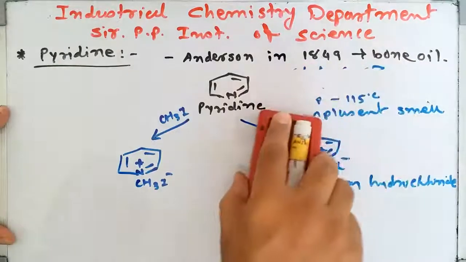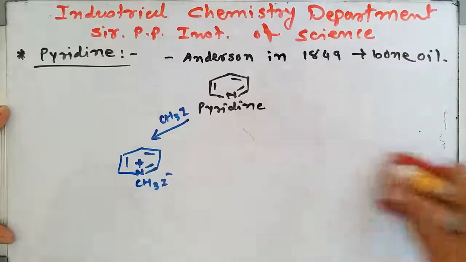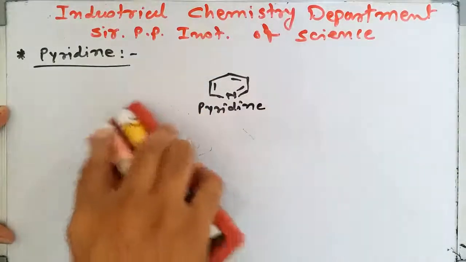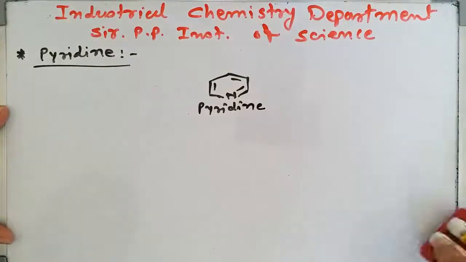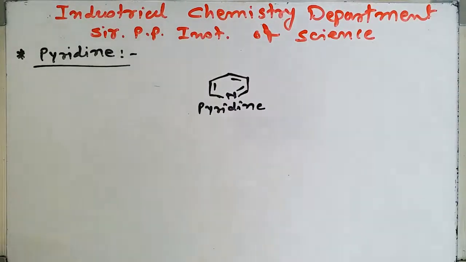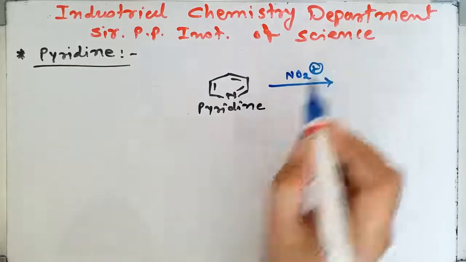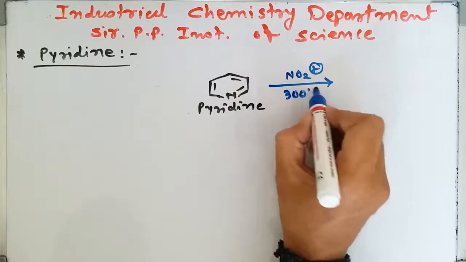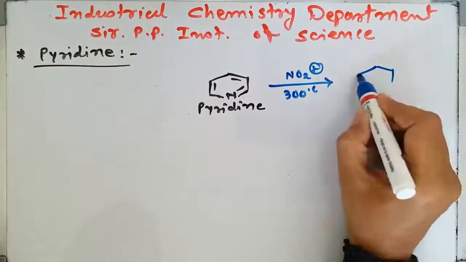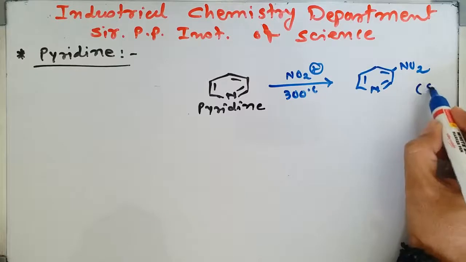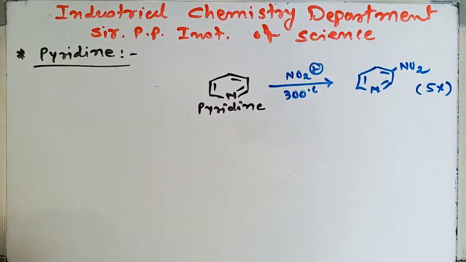Here we see chemical examples of the properties of pyridine. We see first of all nitration. A nitrating mixture of nitric acid and sulfuric acid at 300 degrees Celsius gives 3-nitropyridine, only 5% conversion takes place.